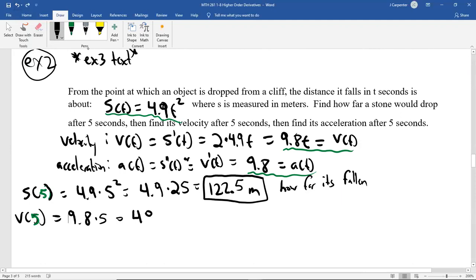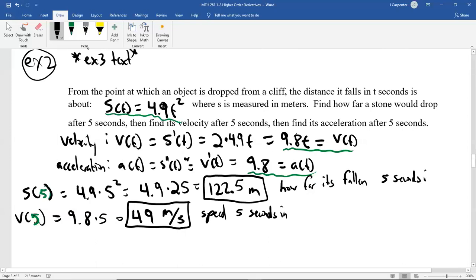Now it's not 49 meters, it's 49 meters per second. So this is the speed 5 seconds in. That other part was how far it's fallen 5 seconds into dropping it.